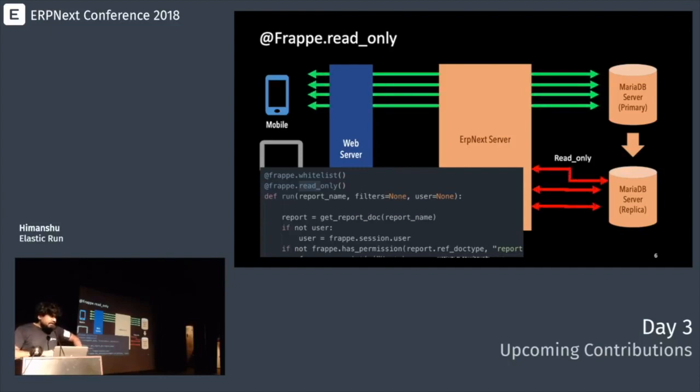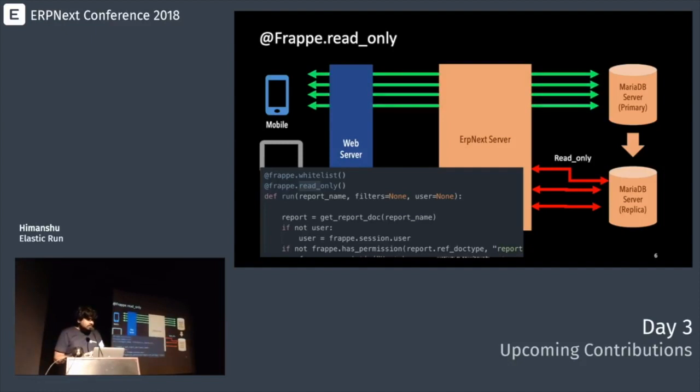it will split your read-only calls, which are basically reporting calls. For the function which you decorate with frappe.read-only, the calls it makes to the database will be redirected to another server, which can be a replica of your primary server. So your primary server can better serve the transactions, while the replica, which can be beefed up, can serve the higher volume reporting calls. So it helps you with scaling.